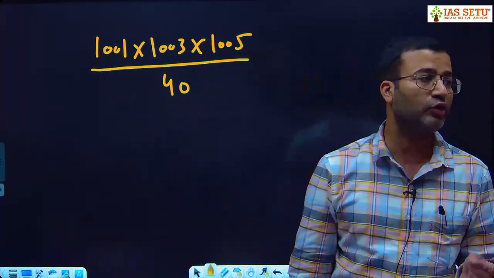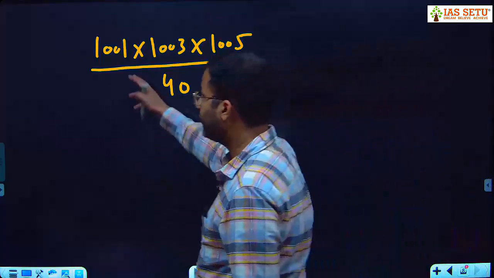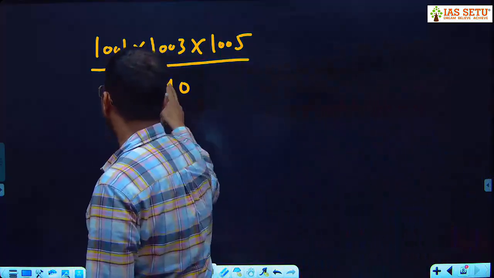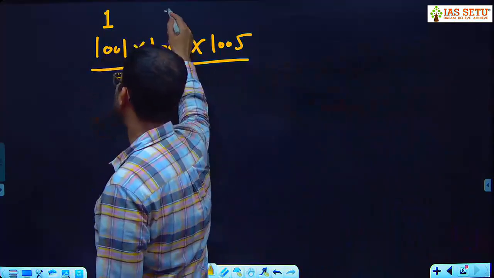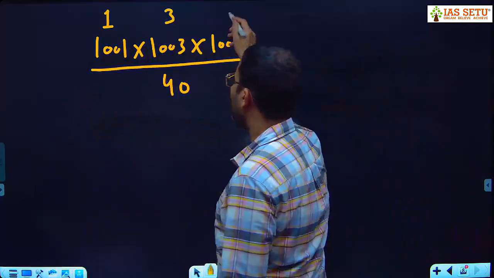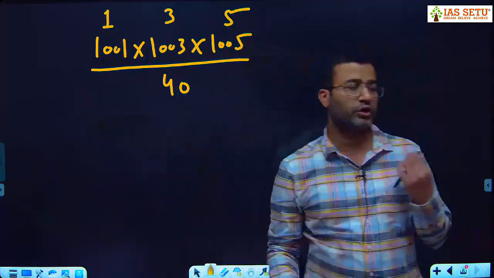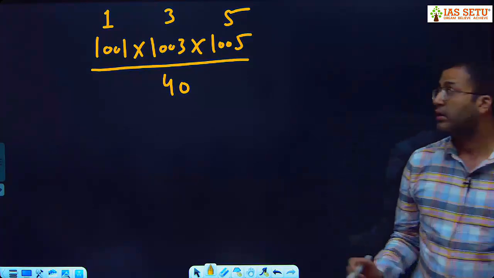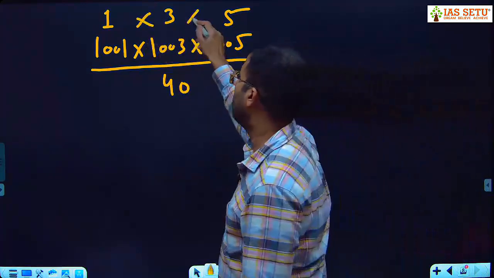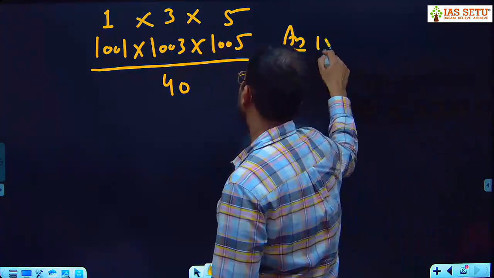And remainder theorem 2 suggests we can take individual remainder. 1001 with respect to 40 gives remainder 1. 1003 with respect to 40 gives remainder 3. 1005 with respect to 40 gives 5. And here what we do, we multiply. So it is 1 into 3 into 5. Our answer here is 15.